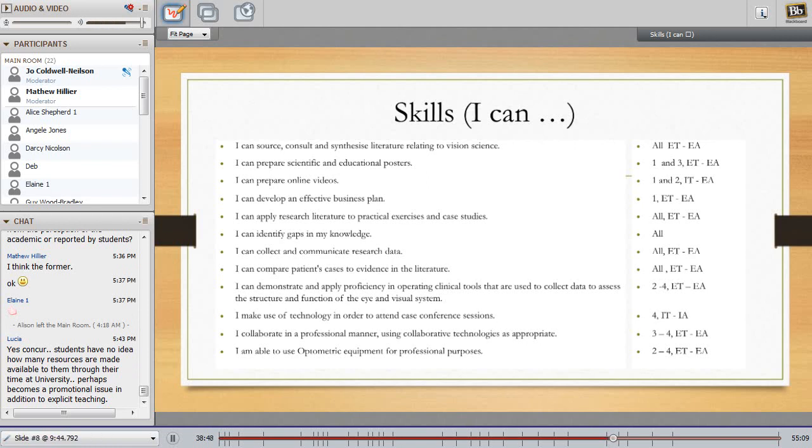Here we come to the implicitly taught and implicitly assessed. And here I can make use of technology in order to attend case conference sessions. So these conference sessions were facilitated online. And students were expected to be able to use the conference system in order to participate in these cases, and participation in the cases was assessed.